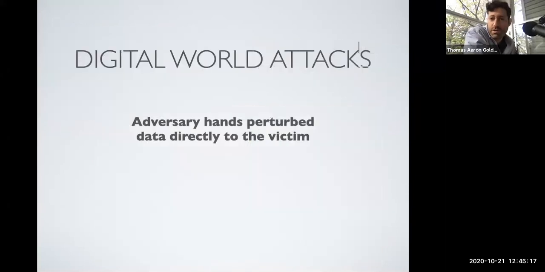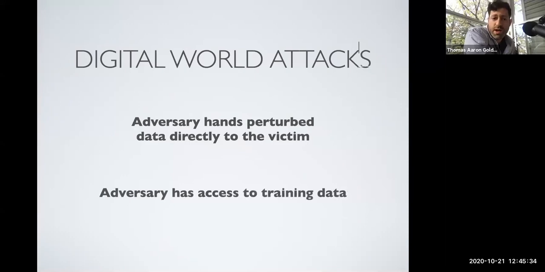Now, this is a bit different than many of the digital world attacks that we've seen. I said digital world attacks are really dangerous because you can hand the perturbed data directly to the victim, so you can bit for bit control exactly what the victim sees. But in this case, there's something else going on that also gives power to the attacker, and that's that the adversary also has access to the training data.